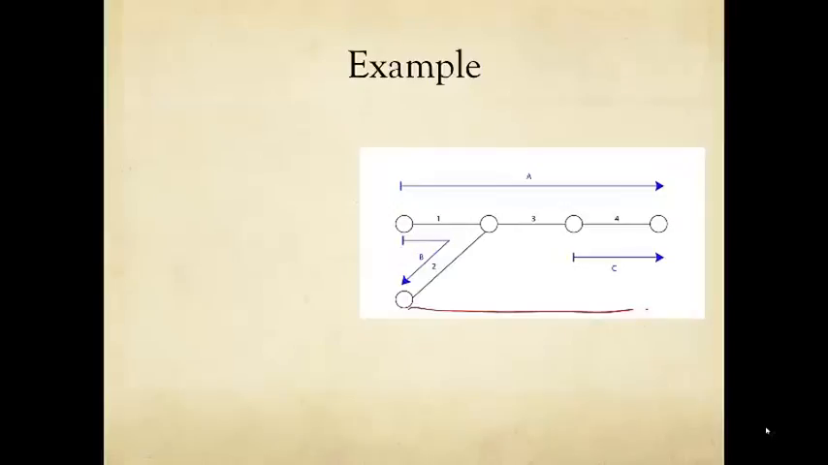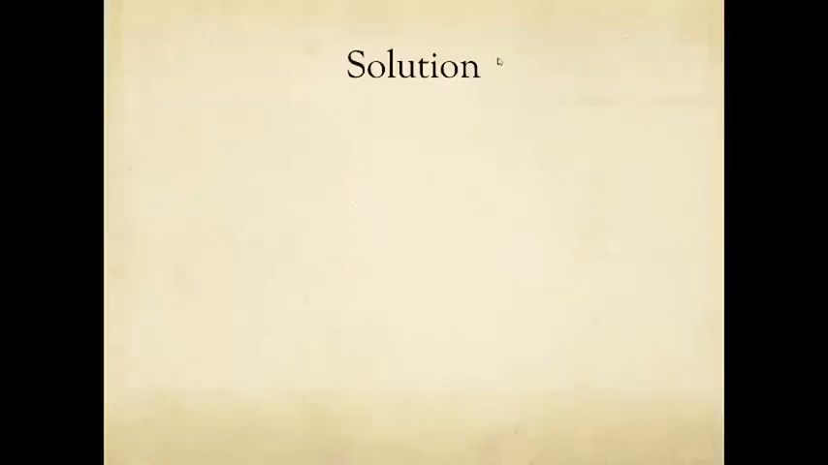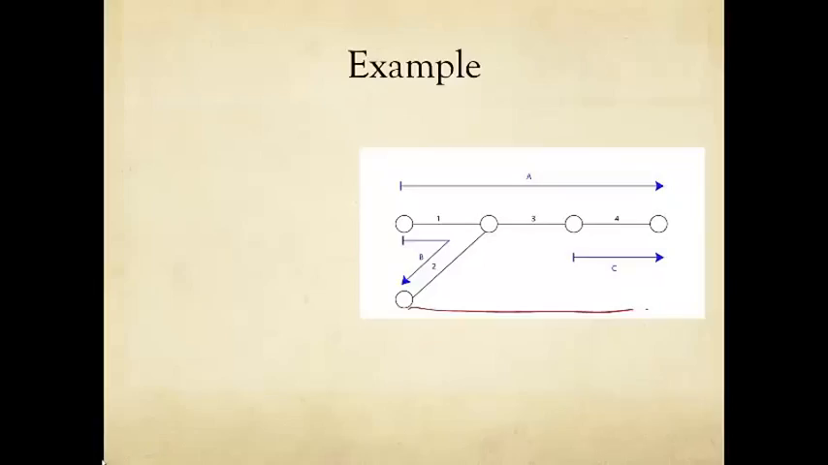Let's start by writing out the routing matrix here. Okay, the routing matrix for this problem is clearly the following. It is a 4x3 matrix because there are 4 links and 3 sessions.